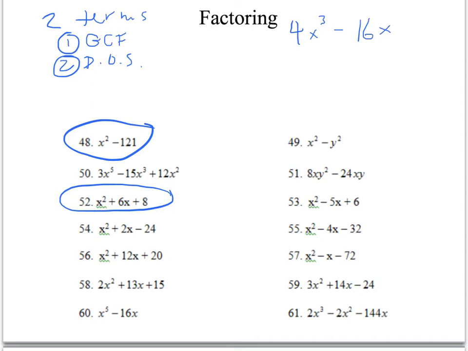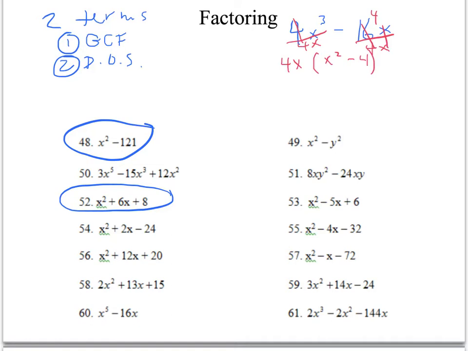remember the greatest common factor is the biggest number that is a factor of both our terms. In other words, 4 and 16, the number 4 goes into both 4 and 16. X goes into both x cubed and x. So our GCF here is 4x. Now, we start our parentheses and we're going to divide both terms by 4x. So when I take 4x cubed divided by 4x, the 4's cancel. X cubed over x is x to the second, minus 16 divided by 4 is 4, and the x cancels. So we're left with x squared minus 4.